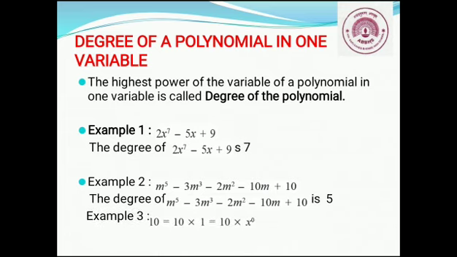Example 3, 10. Now 10 is a polynomial. 10 can be written as 10 multiplied by 1 and 1 can be written as x raised to power 0, as any number raised to power 0 is 1. Therefore, the degree of 10 is 0. Degree of any non-zero constant polynomial is 0. Degree of 0 polynomial is not defined.